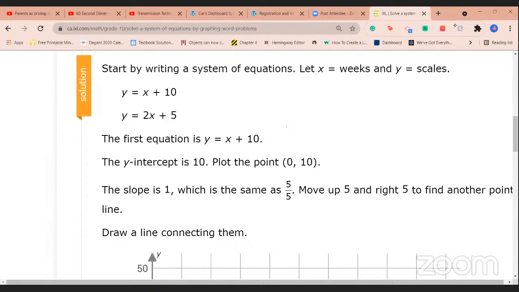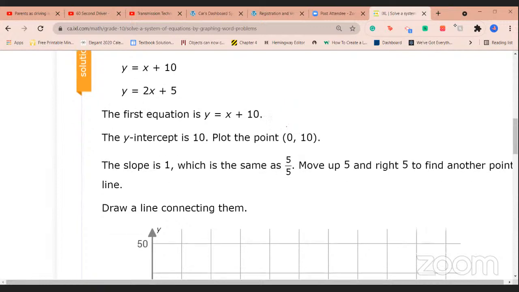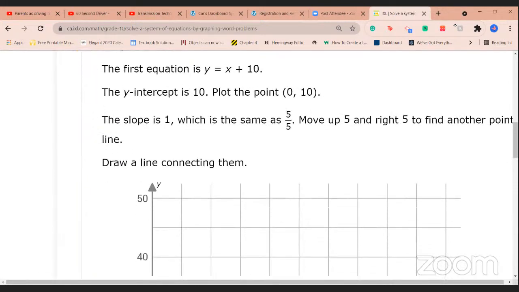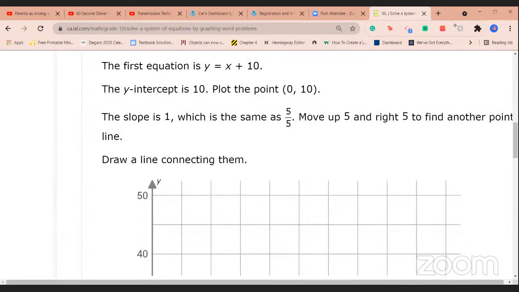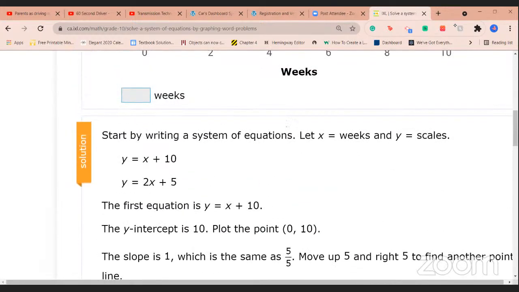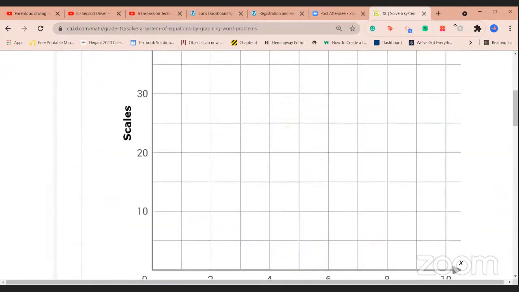Okay, so y is equal to x plus 10, y is equal to 2x plus 5. And remember, x is always our independent variable, so that's time, weeks, and y is our dependent variable, so that's scales. You cannot switch that up, okay? The first equation is y equals x plus 10. The y-intercept is 10, okay? Because, yeah, that's the starting scales, I think.